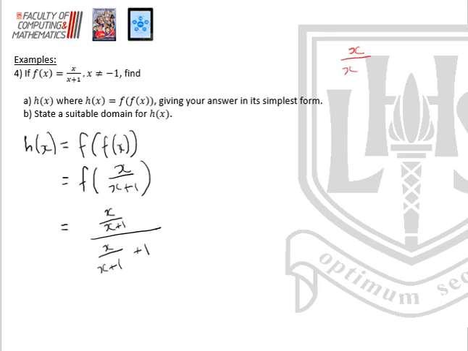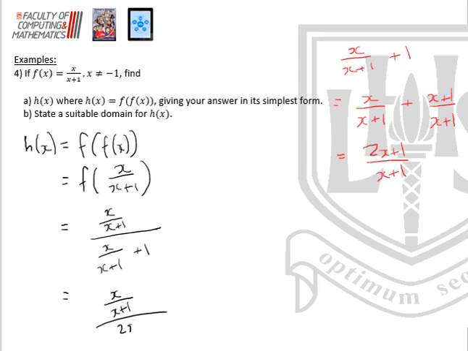So you're doing x over x plus 1, add 1. We know to add fractions, we need the denominators to be the same. So we're doing x over x plus 1 plus x plus 1 over x plus 1. And then adding along the top line, you're getting 2x plus 1 divided by the denominator, which is x plus 1 there. So that's the first thing there. You can turn that bottom fraction into a single fraction. So it's x over x plus 1 divided by 2x plus 1 over x plus 1.